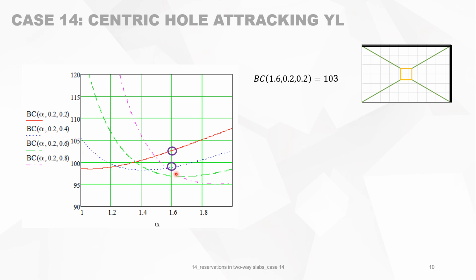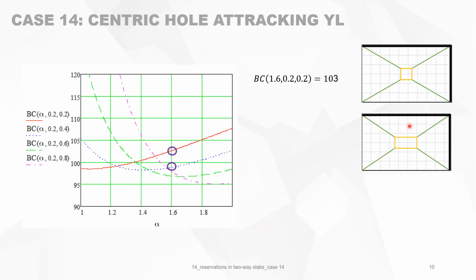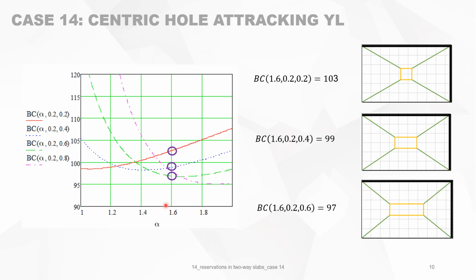For a hole or a reservation double this size, the reservation 0.2 times 0.4, you see it's 99%. So more or less, you have not touched the bearing capacity, it's okay. And at last, you have the green curve. You see that for alpha 1.6 and B2 equal to 0.6, you have a loss of 3%. So those types of holes are okay, but when it's getting bigger, you lose bearing capacity.